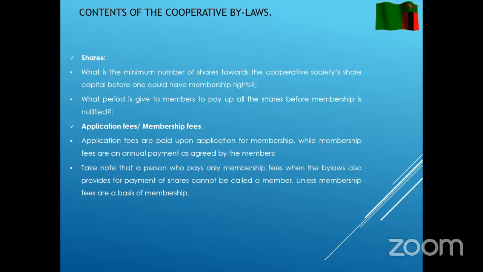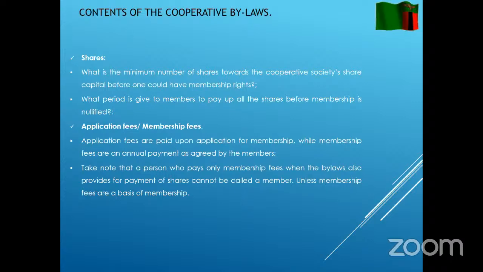Now, if my application is rejected, the membership fee is not refundable. But the share that I've paid will be refunded. Because after all, I'm not an investor in that. But the membership fee is an administrative cost. It goes towards the administrative cost. Sometimes people will sit there using stationery, they will need refreshments and the like.